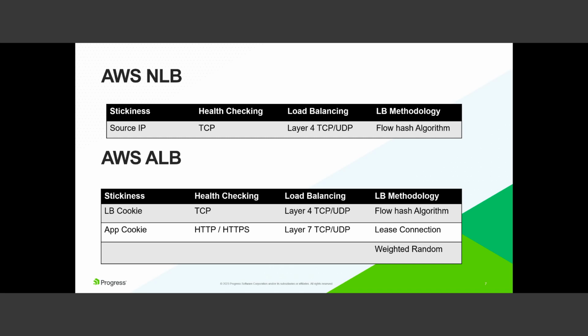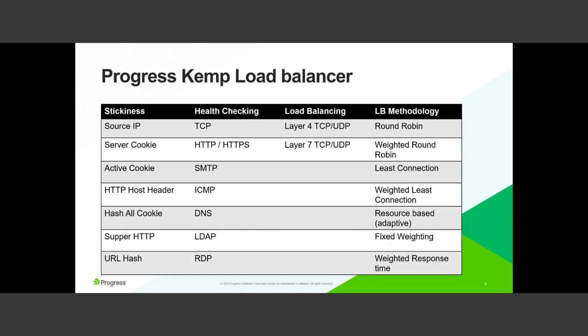Now let's compare this to what the Progress Kemp load balancer has to offer. This is not a comprehensive list of all of the persistence, health checks, and load balancing methodology, the scheduling methods that you have. The load balancer gives you the option and the flexibility right at your fingertips for all of your application needs. So does one of your applications need to be load balanced on layer 4 while the other application needs to be load balanced on layer 7? You can do that all in one single place. The load balancer has you covered.